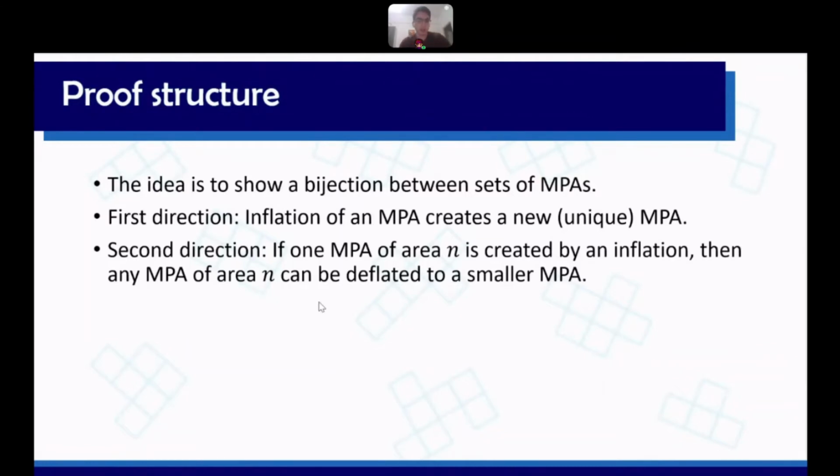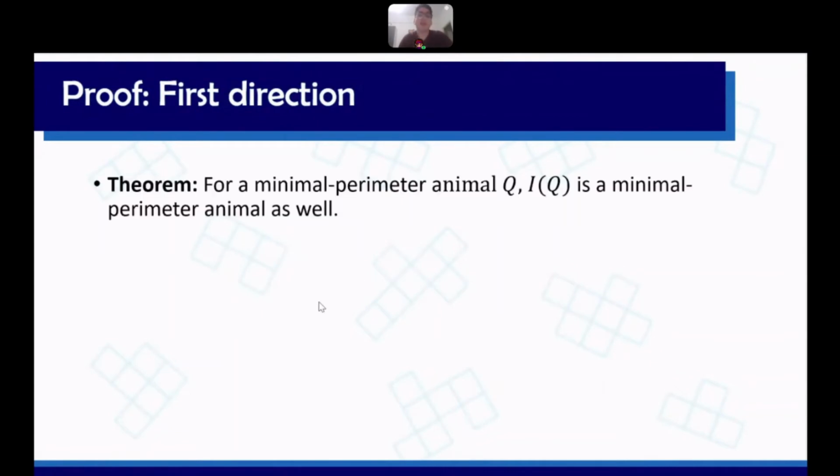And this is what I'm going to show. I'm not going to get into too much detail due to time restrictions. So for the first direction, we have a minimal perimeter lattice animal Q, and we want to show that the inflation of it is a minimal perimeter lattice animal as well.